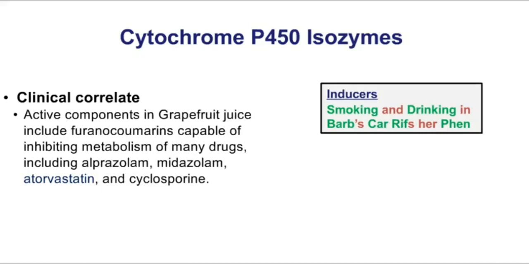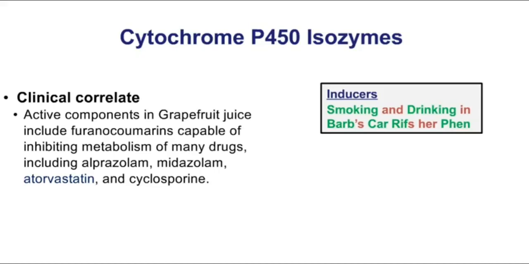Now, where are we going to do our smoking and drinking? That's right, in Barb's car. So who is Barb? Barb is a barbiturate like phenobarbital. Phenobarbital is a classic inducer. Car, carbamazepine, one of our anticonvulsants, very popular drug. Notice smoking and drinking in Barb's car riffs her fin.